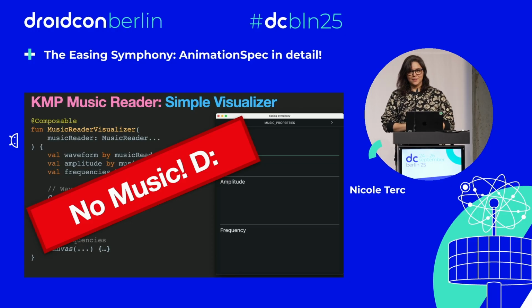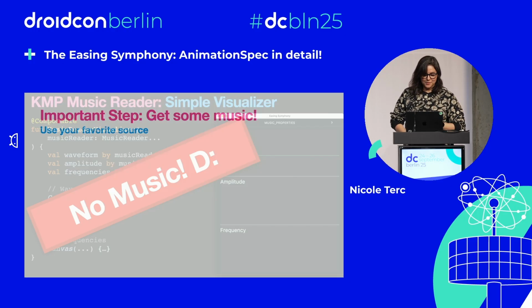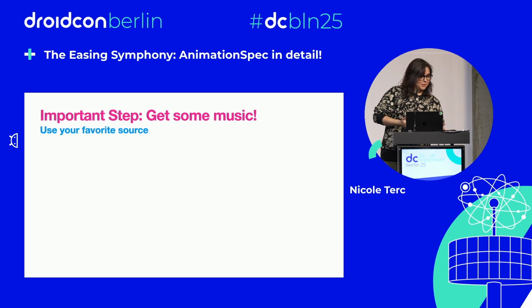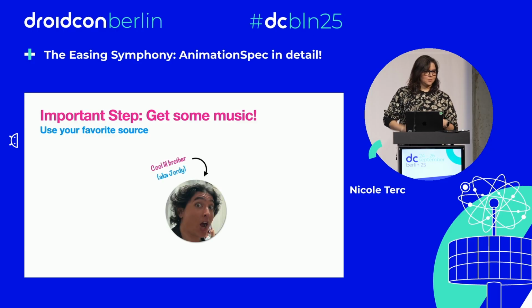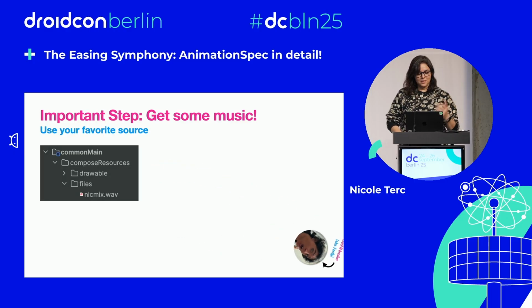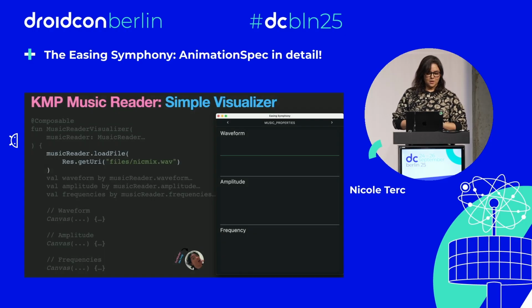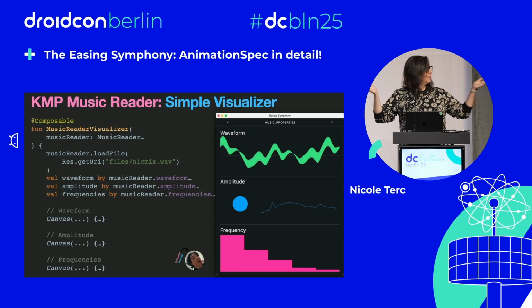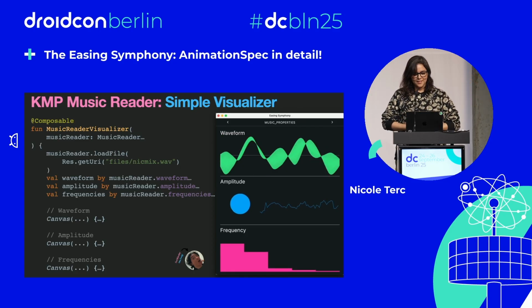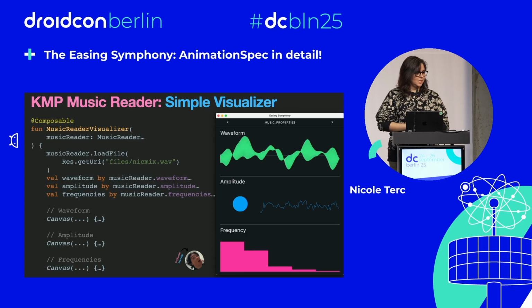So, important tip, and it should be obvious, but before starting with music visualizers, you actually need to get some music. You can use your favorite source, you can do whatever. In my case, I just asked my cool little brother for something, and he provided. So once you have your favorite music, you basically just add it into your project, and after that, you just load it up into your music reader, and voila! There you go. Some basic simple visualizer by just using Canvas.